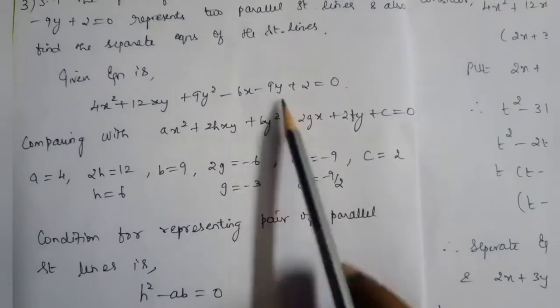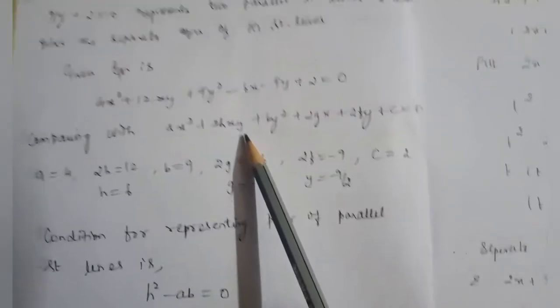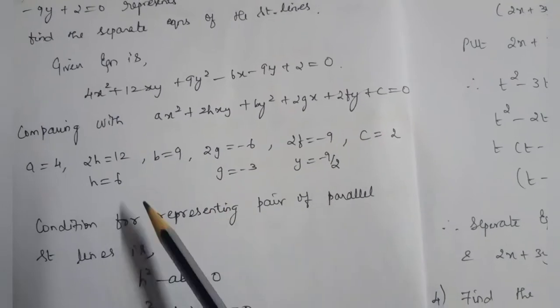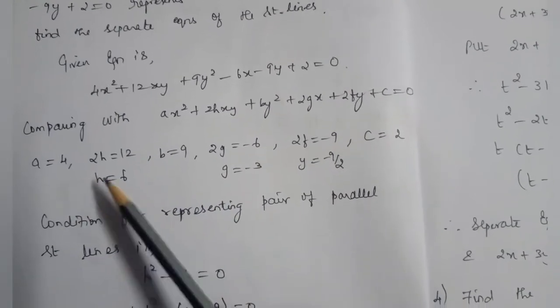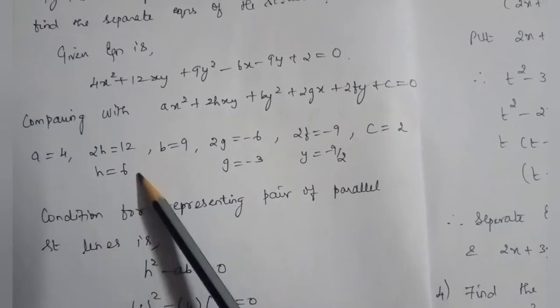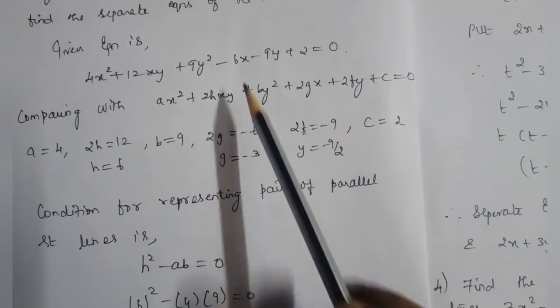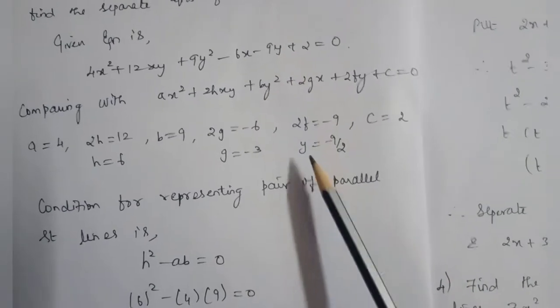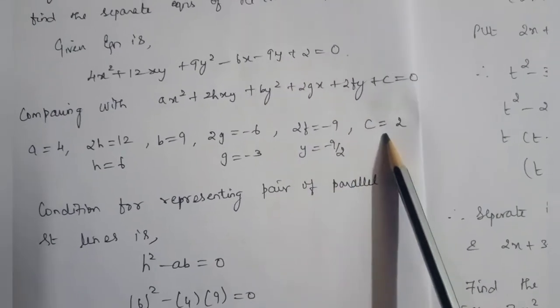So the given equation is this. As usual, comparing it with the general equation ax square plus 2hxy plus by square plus 2gx plus 2fy plus c is equal to 0, I am getting the value of a to be 4. 2h is equal to 12, means h is equal to 6. b is equal to 9. 2g is equal to minus 6, so g is equal to minus 3. 2f is equal to minus 9, so f is equal to minus 9 by 2 and c is equal to 2.